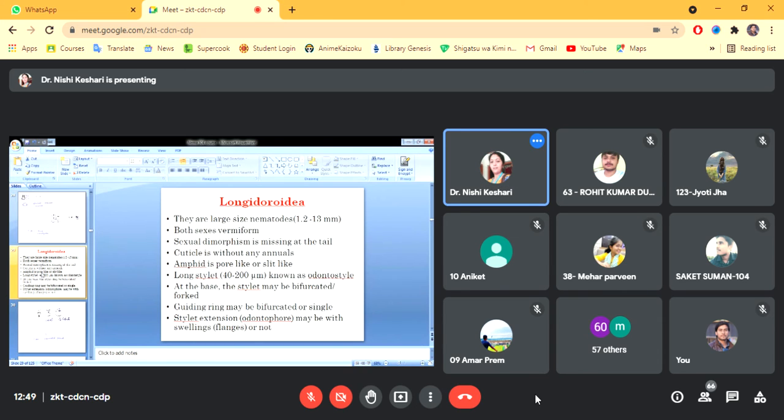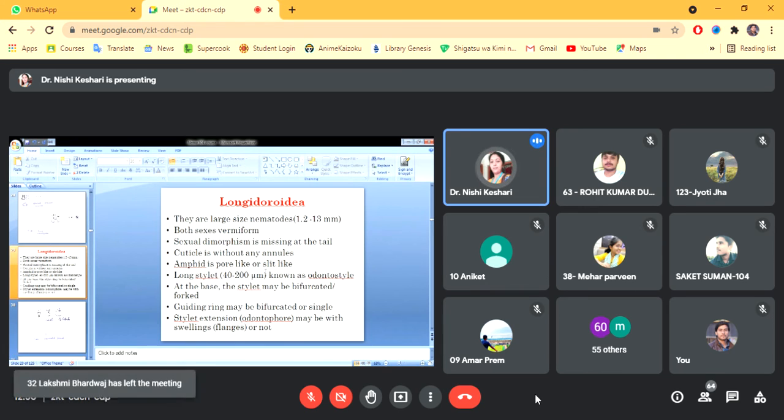In Longidoroidea, you have to know they are large-size nematodes, like 1.2 to 30 mm. Both sexes are vermiform. Sexual dimorphism is missing at the tail. The cuticle is without any annules. Annules means the cuticle has folding-like structures, that is transverse striations, so because of that they look annulated. The amphid is pore-like or slit-like.